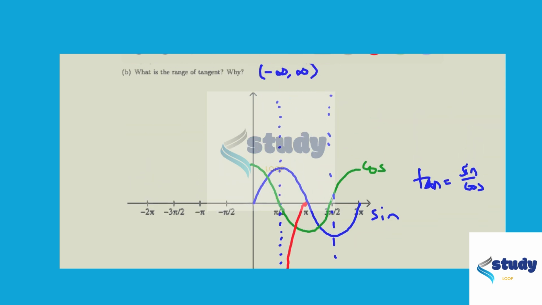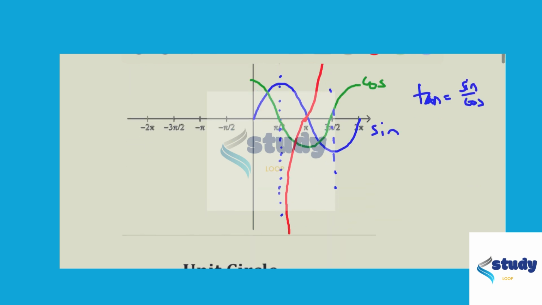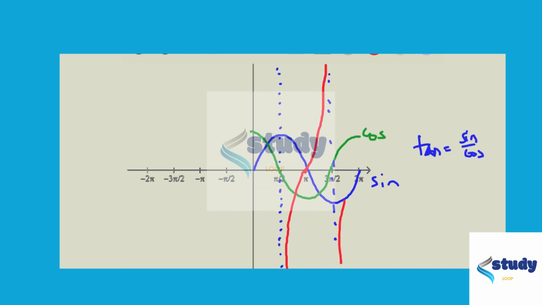And likewise over here, when cosine is just a really, really tiny positive number, and sine is negative, so actually they're both negative in this case, you're going to get something really, really positive. So it has that behavior for tangent. And it just repeats and repeats and repeats.